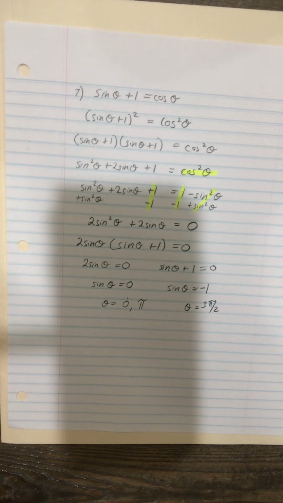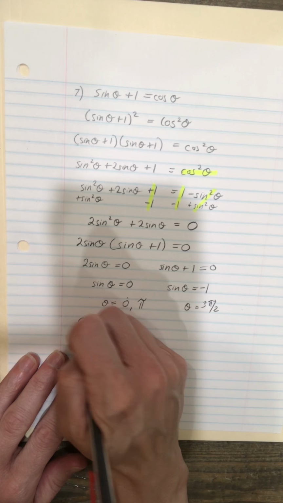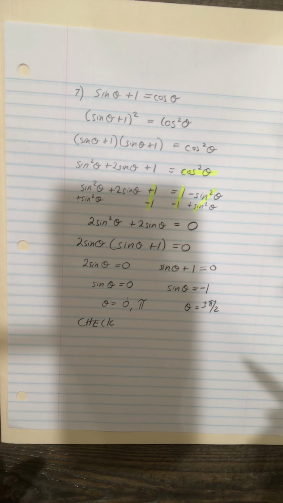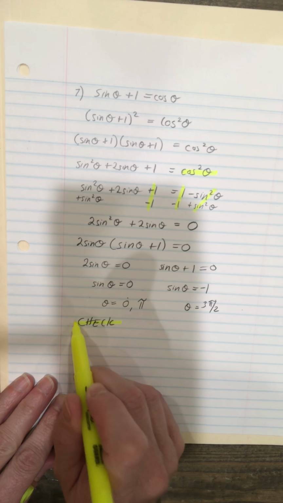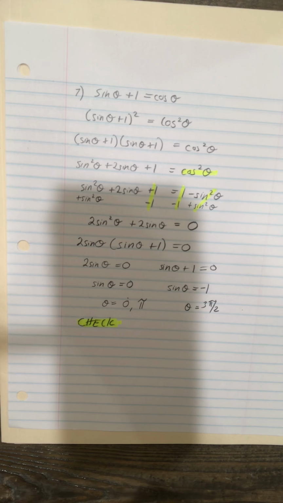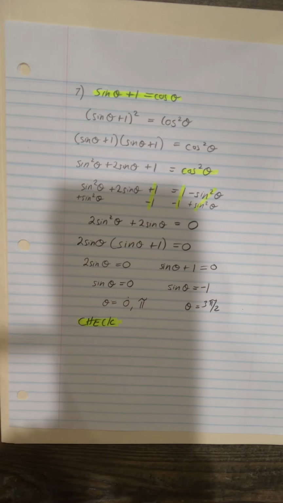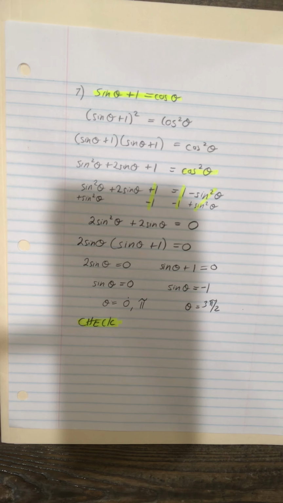But because we squared both sides, you must check your solutions. When you square both sides, you can get an extraneous solution, meaning a solution that does not work in your original equation. So when you check it, you need to go back to the original equation and substitute the values you obtained for theta in to see if they work or do not work.